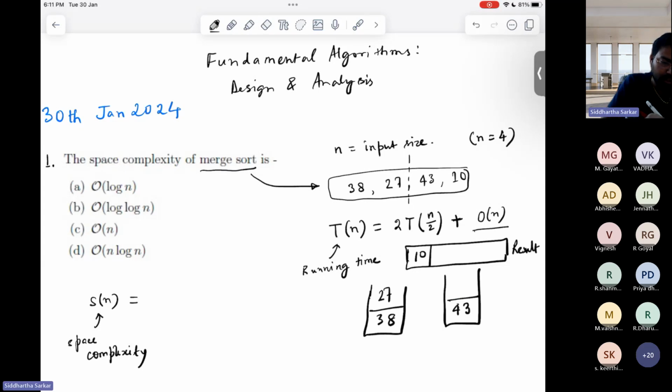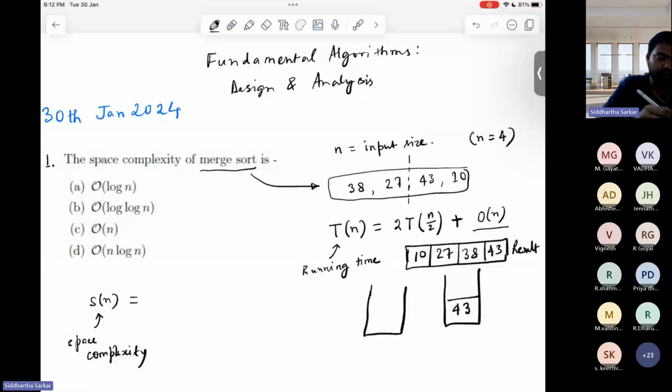And then we will compare the smallest element in the remaining left sub-solution with the smallest element in the remaining right sub-solution. So 27 turns out to be smaller than 43. So we will take 27 from the left sub-solution. And then we will be left with this. Then we will take 38 because 38 is smaller than 43. And then we are left with 43. There is nothing to compare.